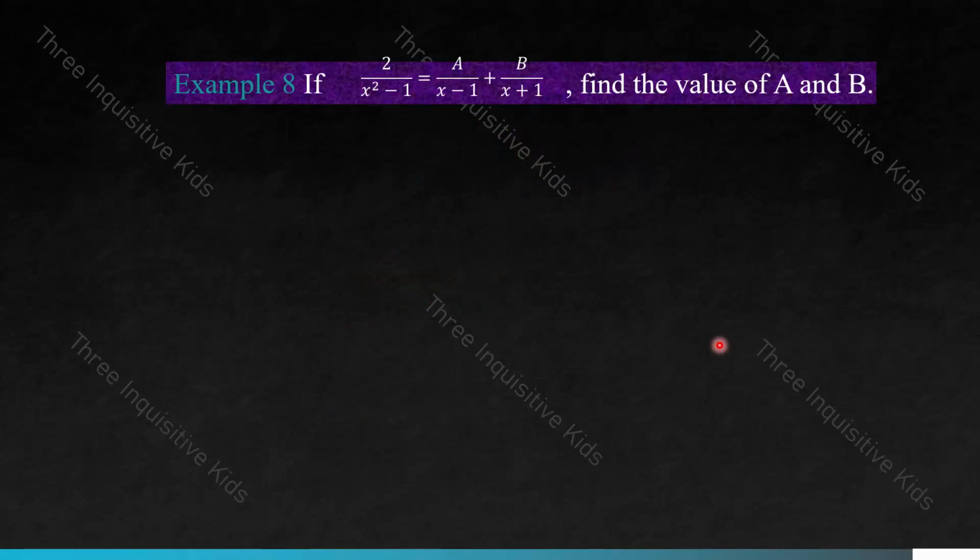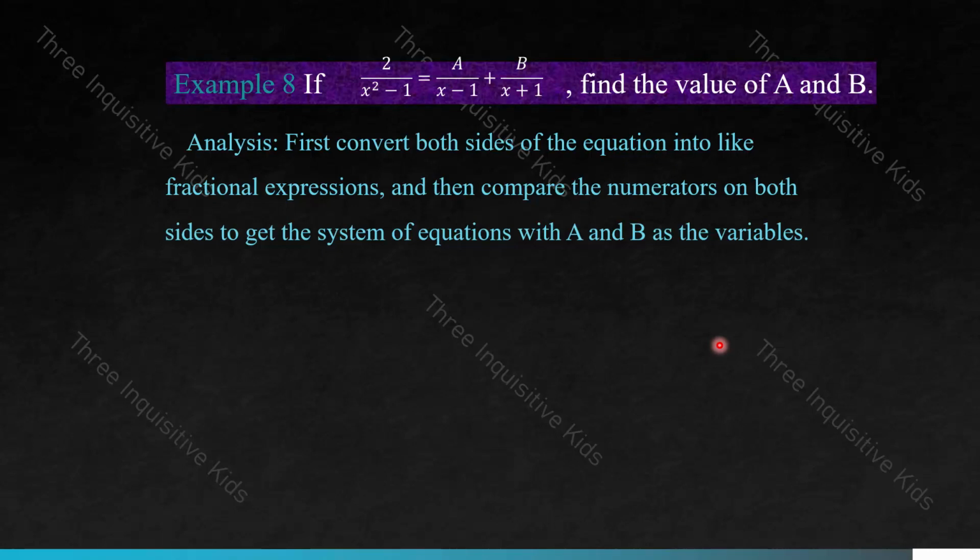Example 8. If 2 over x squared minus 1 is equal to a over x minus 1 plus b over x plus 1, find the value of the variables a and b. Here's our analysis. First, we can convert both sides of the equation into like fractional expressions, and then we can compare the numerators on both sides to get the system of equations with a and b as the variables.